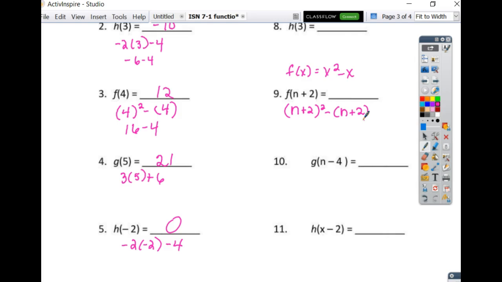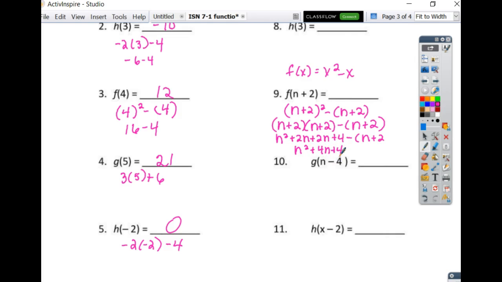So n plus 2 squared is not n squared plus 4. Right, it's n squared plus 4n plus 4. You get the n plus 2 times n plus 2, so when I multiply, I get n squared. You had to multiply the 2 out. All right, then I'm going to combine like terms, so I get n squared plus 4n plus 4.